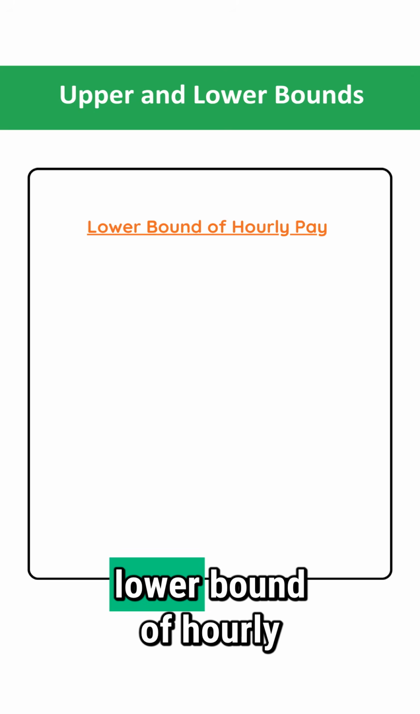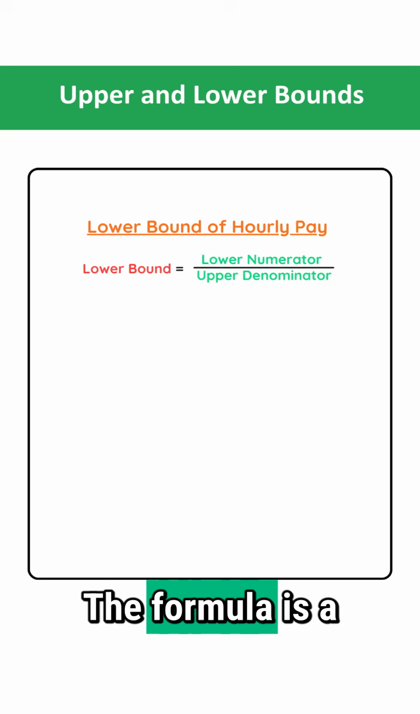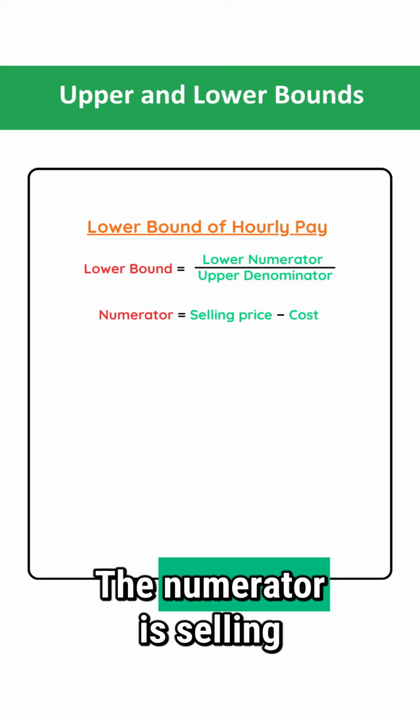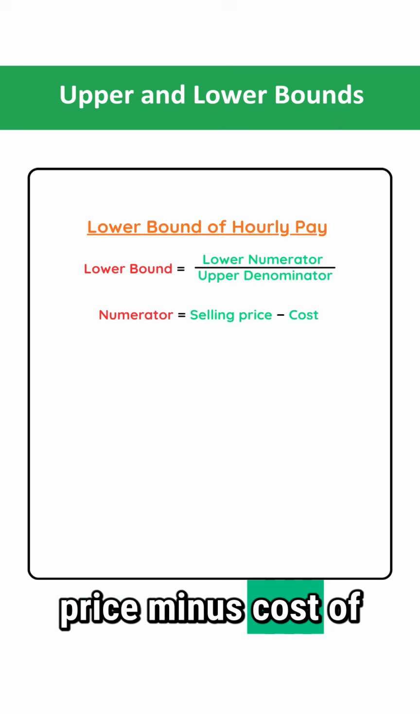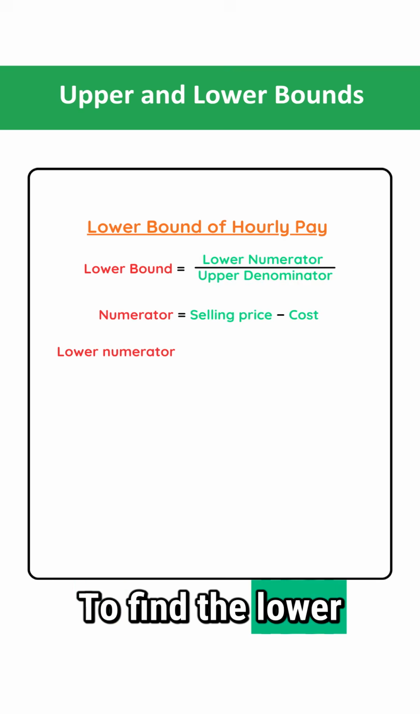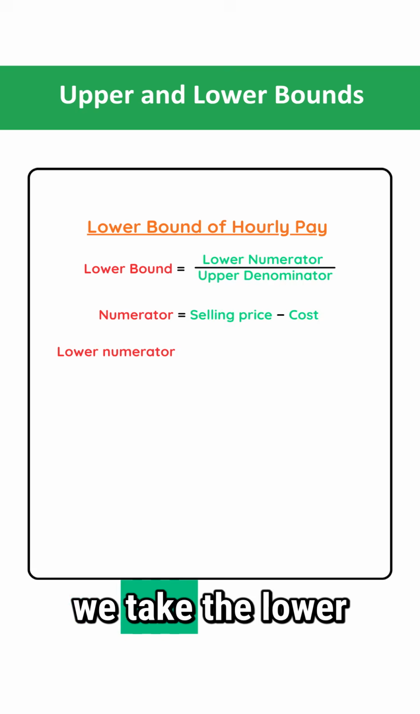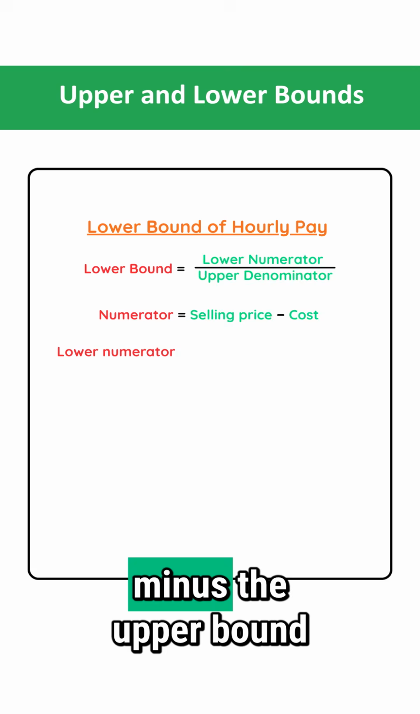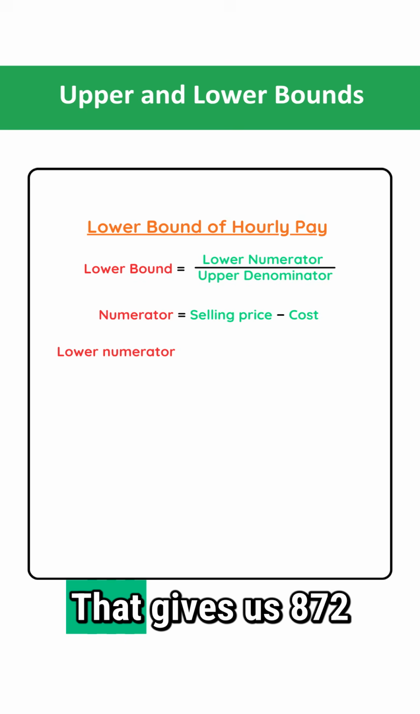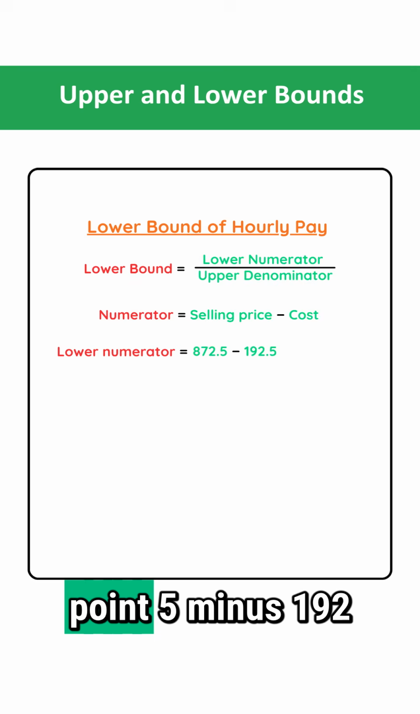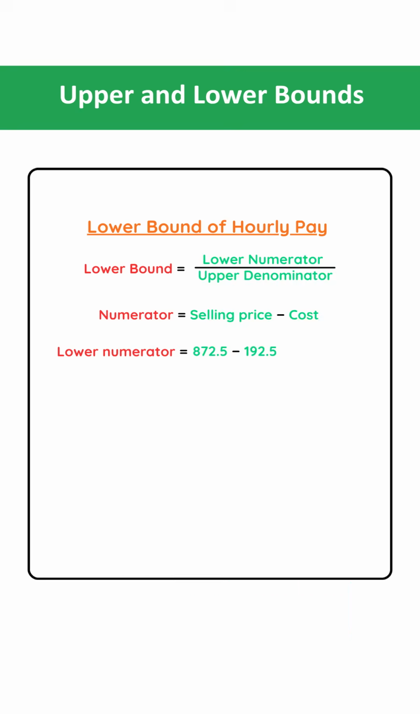Now we calculate the lower bound of hourly pay. The formula is a fraction. The numerator is selling price minus cost of materials. To find the lower bound of the numerator, we take the lower bound of selling price minus the upper bound of cost. That gives us 872.5 minus 192.5, which equals 680.